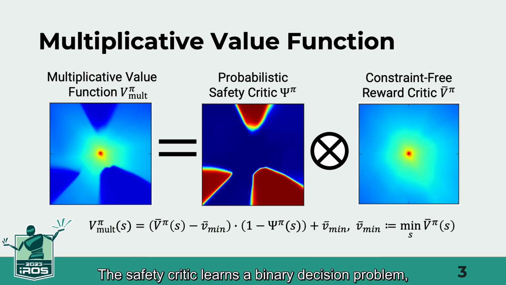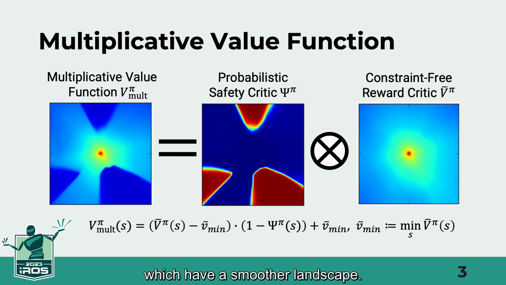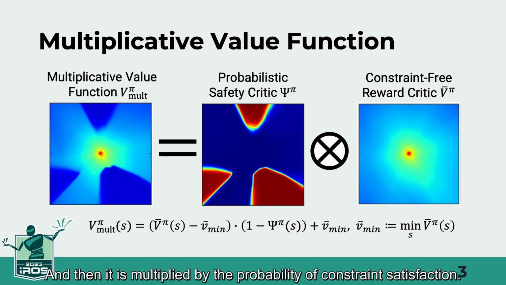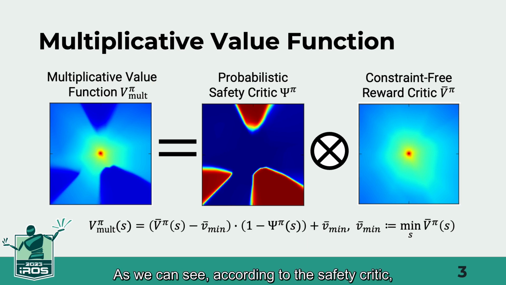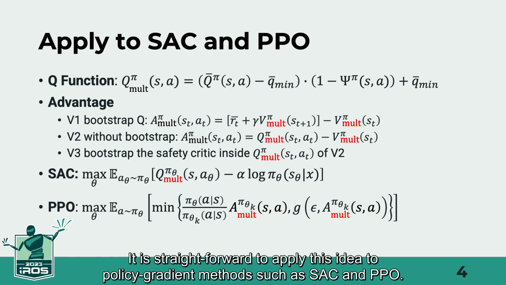The safety critic learns a binary decision problem, whereas the reward critic estimates the constraint-free returns which have a smoother landscape. To avoid multiplication with negative value, the constraint-free value function is subtracted by its lower bound, and then it is multiplied by the probability of constraint satisfaction. As we can see, according to the safety critic, our multiplicative value function scales linearly between the constraint-free value and its lower bound. It is straightforward to apply this idea to policy gradient methods, such as SAC and PPO.